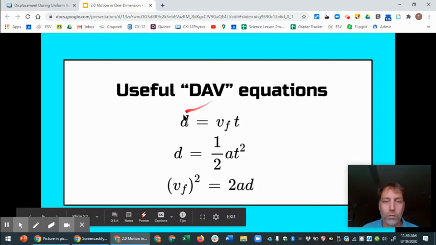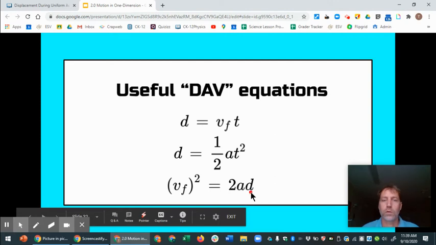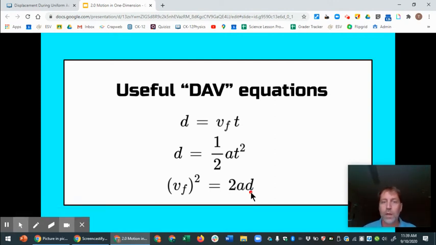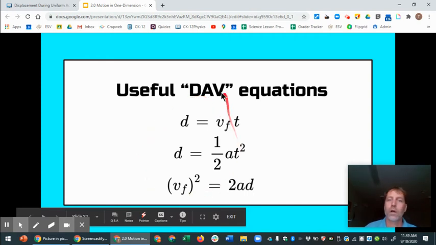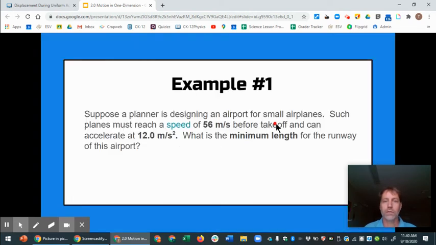So these three equations, you're not going to have to memorize them right away. They are in your textbook in section 2.6. We're going to be using them just like we do with sine, cosine, and tangent, when you should use them. These are just different forms of what I call a DAVE equation. So these three equations we're going to use now in some examples.